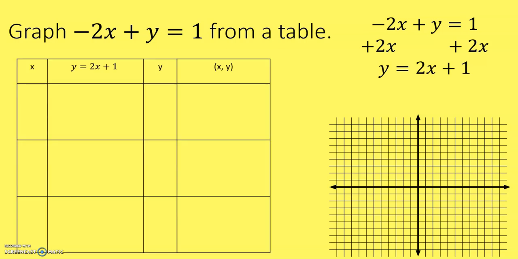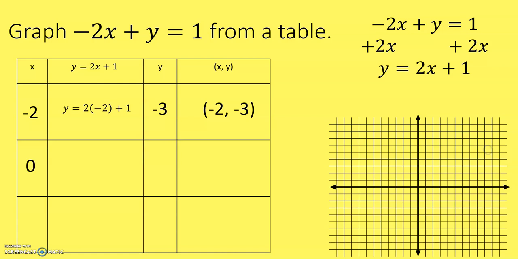Setting up our table. You can choose any x value here. We don't have to worry about a fractional part of it. x equal to -2 to start. Substituting in, y equals 2 times -2 plus 1. Simplifying, our y value is -3. Our ordered pair is -2, -3.